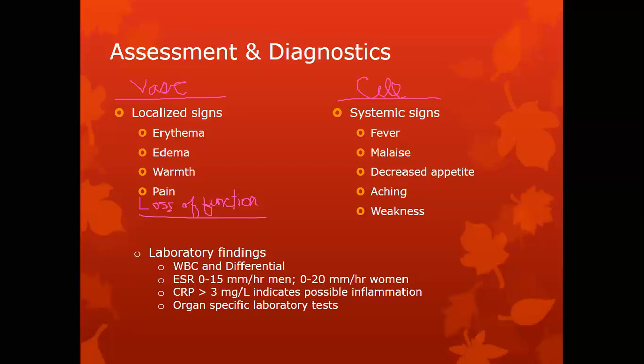And then lastly, organ-specific tests. If you suspect inflammation in a specific area of the body, then you want to look at organ-specific laboratory data. If you suspect inflammation in the kidneys, then you want to look at the BUN and creatinine. If you suspect inflammation in the liver, then you want to look at the liver enzymes, like the ALT and the AST.